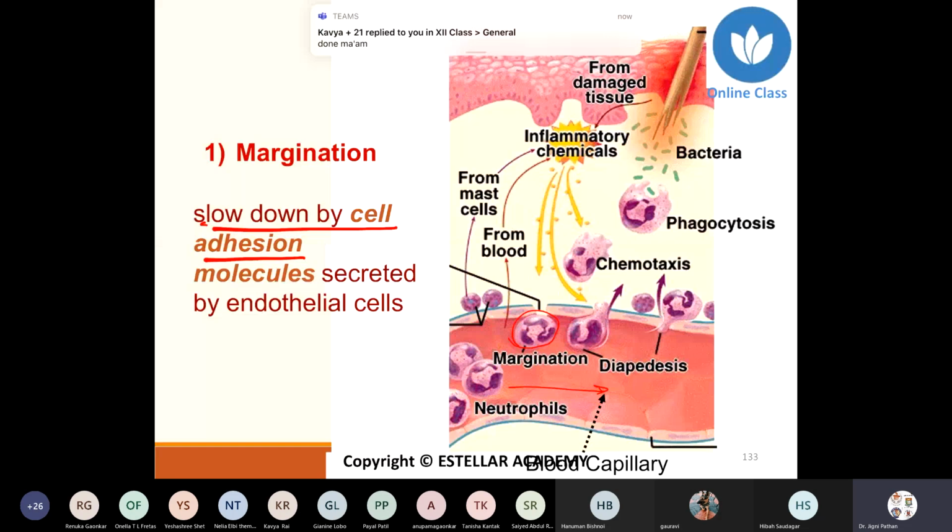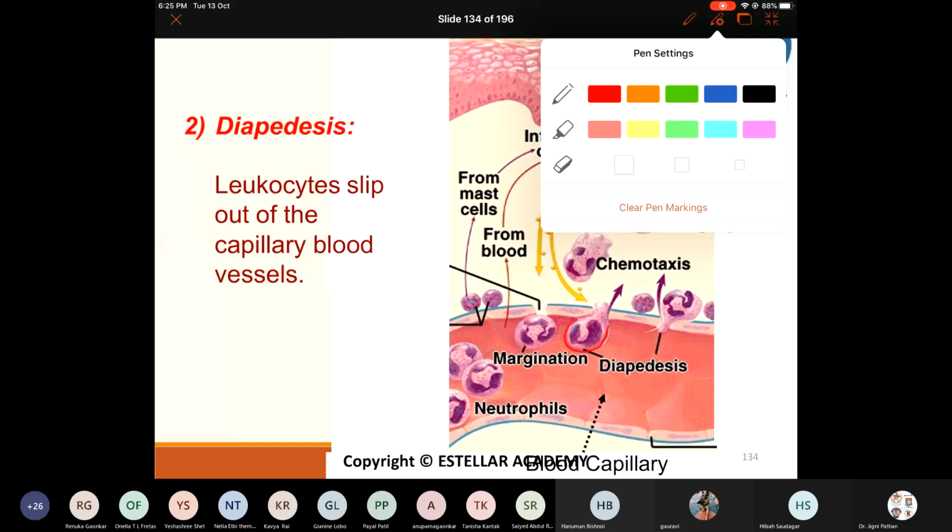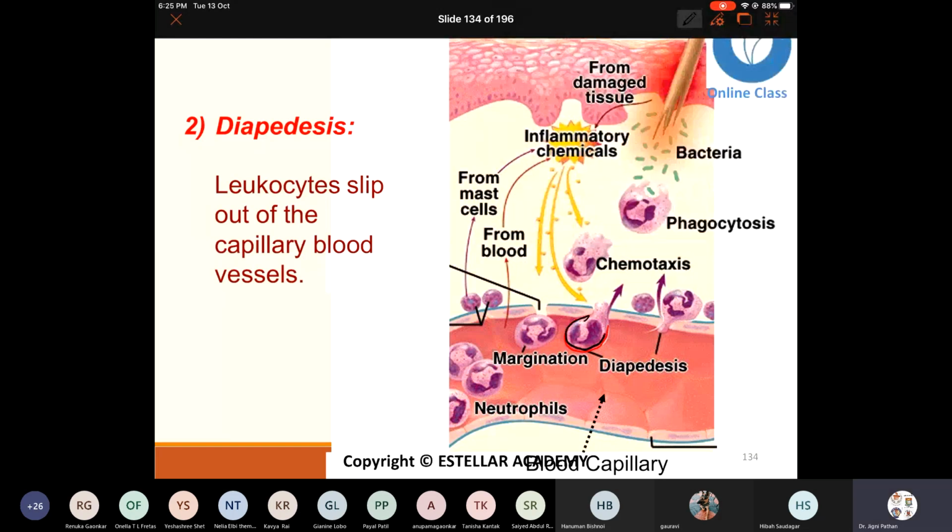Okay, next. Next is diapedesis. Diapedesis means squeezing. If you have a small space, you try to squeeze out through it. You can see the process of diapedesis started here, where it's trying to squeeze out, and it is almost out here. So this process is called diapedesis. This is an important MCQ question. The squeezing of the leukocytes out of the blood capillaries. Write down.